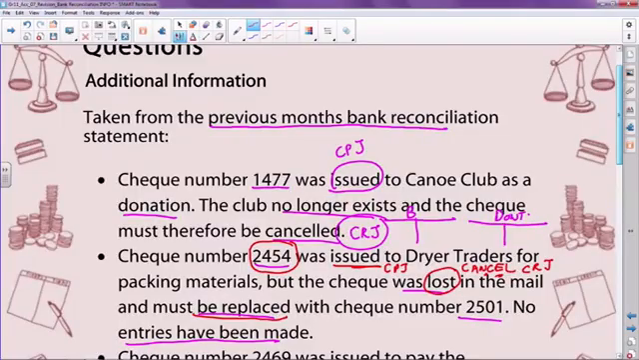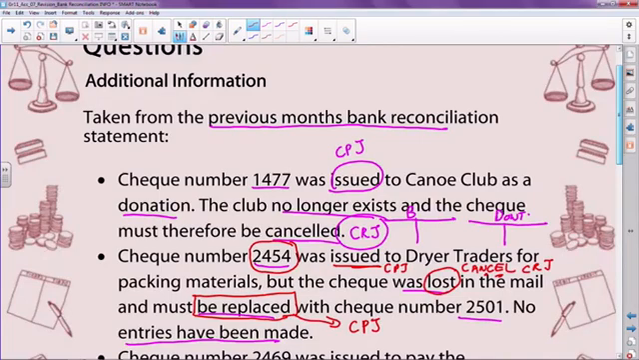Welcome back, guys. Right, let's carry on with this additional information. So before the break, we cancelled the check that was lost in the post, and now we're looking at replacing this with another check. So it must be replaced with check number 2501, and remember, no entries have been made. So remember, guys, once you issue a new check, when you replace or issue a new check, you've got to now make an entry in the cash payments journal, the CPJ.